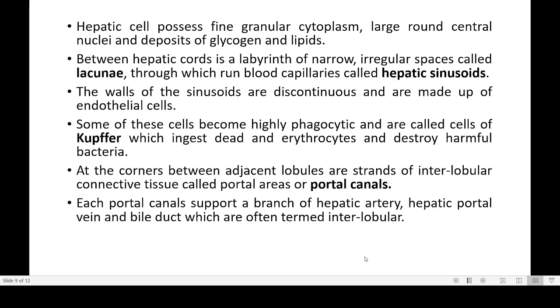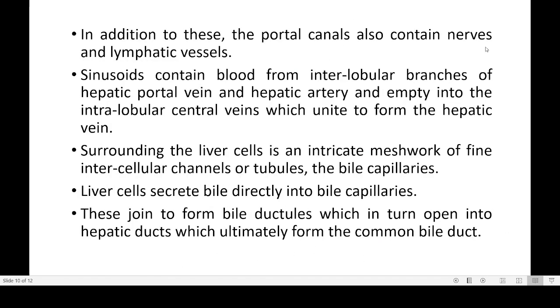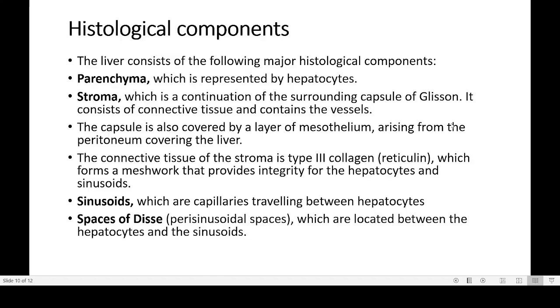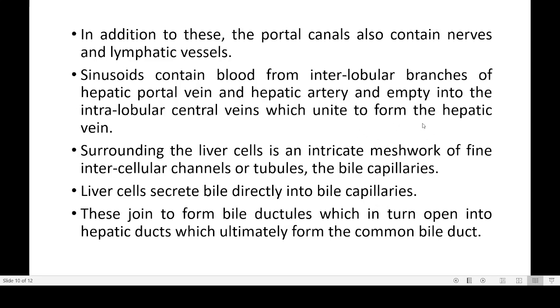Then each portal, sinusoids contain blood from interlobular branches of hepatic portal vein and hepatic artery and empty into interlobular central vein. What is the meaning is that the sinusoids will be containing blood from the branches of the hepatic portal vein and hepatic artery, and they are emptying into the central vein.